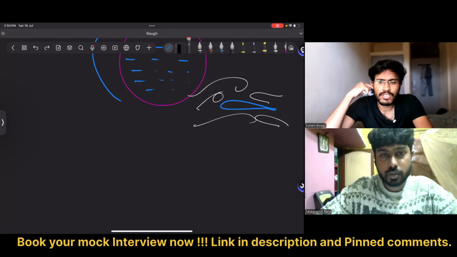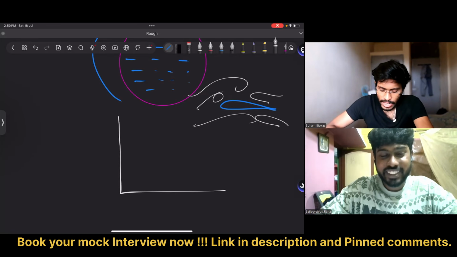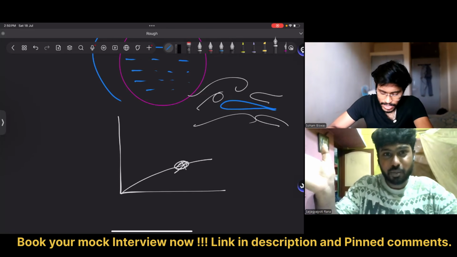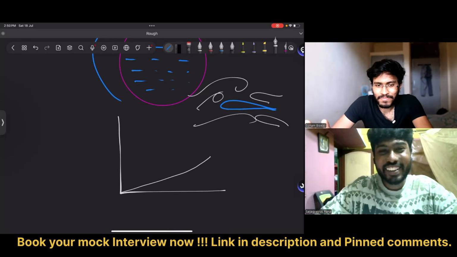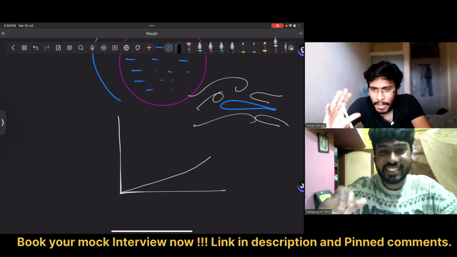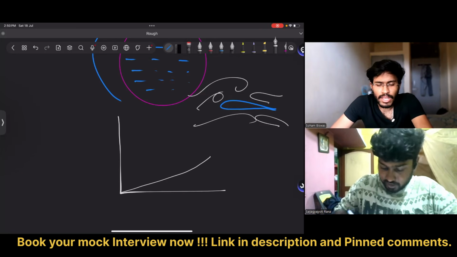For material science also, your answers were good. Just for the rubber, you have drawn it like this, and that was wrong. It will be upward, not below. Otherwise it was right. The steel and cast iron graph is perfectly right, and your material science knowledge was also good.